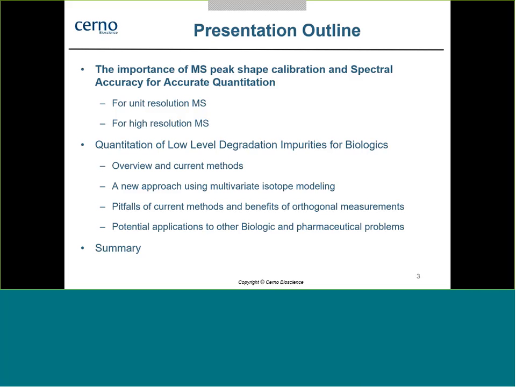And we're going to quickly overview the current methods that are used utilizing mass spectrometry. And then we're going to look at a new approach that we've developed, which uses multivariate isotope modeling, which allows us to deconvolve unresolved mixtures of the various modified peptide species here, even at quite low concentrations. We're going to examine a little bit the pitfalls of the current methods and the benefits of using orthogonal methods, such as the one that we're going to be discussing today.